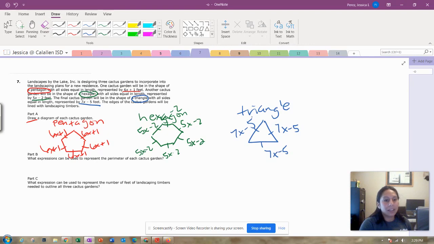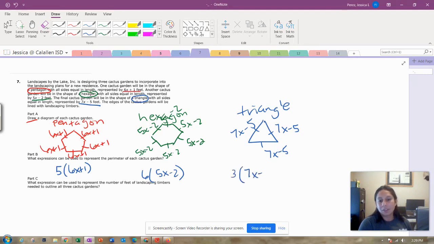Okay, so next, the edges will be lined with landscaping timbers. So part A was just draw pictures. I did all that. Part B, what expression can be used to represent the perimeter of each cactus? So we'll start with the pentagon. What expression would I use? Well, because there's 5 sides, I would have to do 5 times 6x plus 1. Okay. For the hexagon, I would have to do 6 times 5x minus 2.